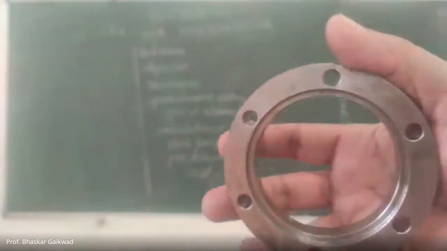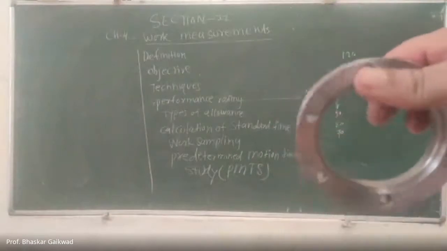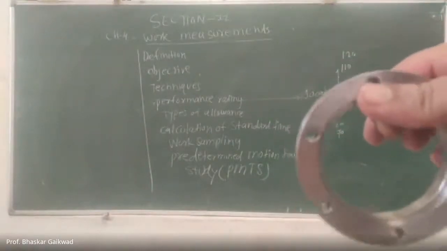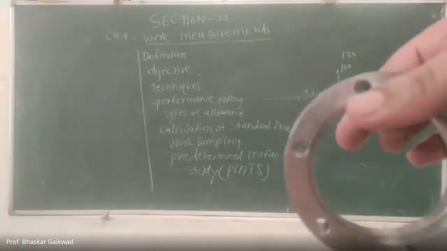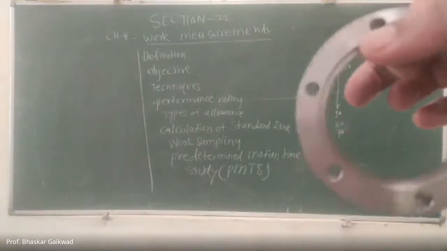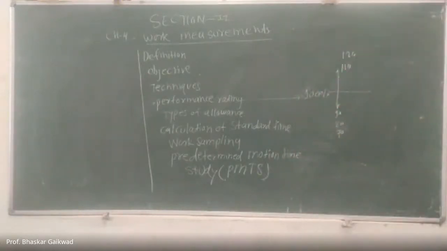Once again, I will repeat what is the importance of work measurement. Work measurement is nothing but the technique which is required to calculate the time required for making a job. So suppose this job is there. How much time is required to complete this job? How are we going to decide this? This technique you will get under this chapter.